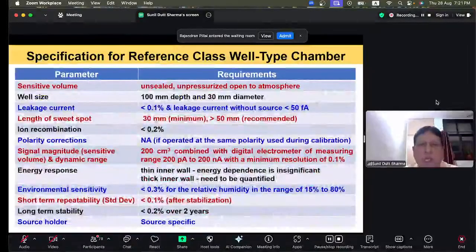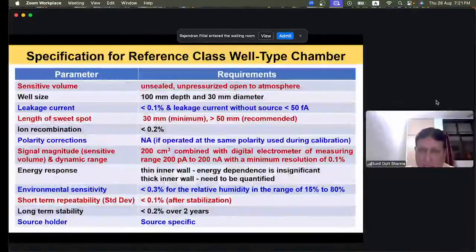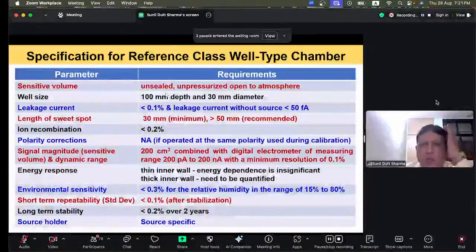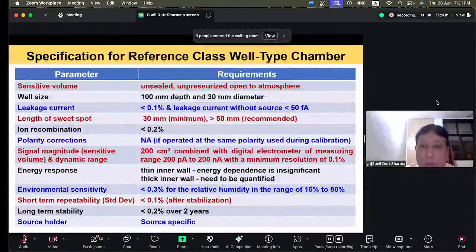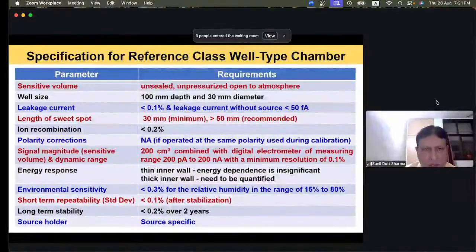Now, what is the requirement of a reference class bell type chamber? This is prescribed in the new code of practice, that is TRS 492. They have specified that the sensitive volume should be unsealed, unpressurized, open to atmosphere. Many times you can see that pressurized bell type ion chambers are also available, but those bell type chambers are not recommended here. Bell size having a depth of about 100 millimeter and diameter of about 30 millimeter. This is nominal. It is not a strict requirement.